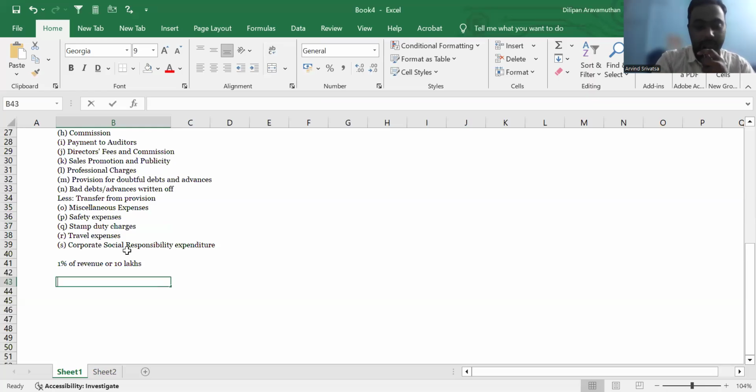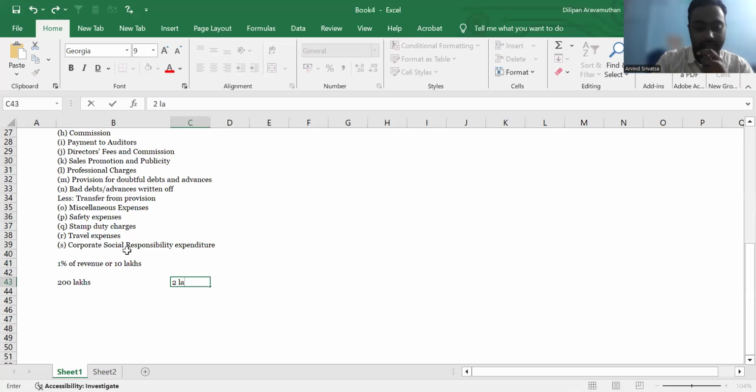Let us say my revenue is 200 lakhs. So what is 1% of my revenue? So 1% of my revenue is 2 lakhs, right? Or 10 lakhs, whichever is higher.